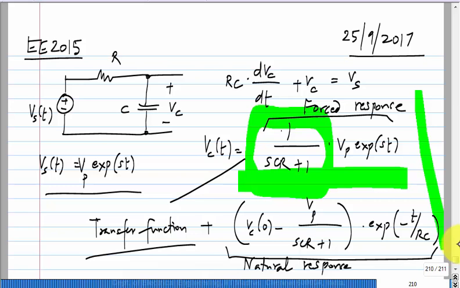You understand the question? Earlier we solved it for a constant Vs. Now we have done it for Vp exponential St. So, can we get the earlier case from this? S equals 0, that is all, right.